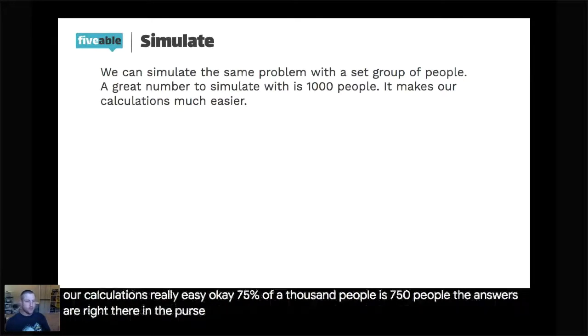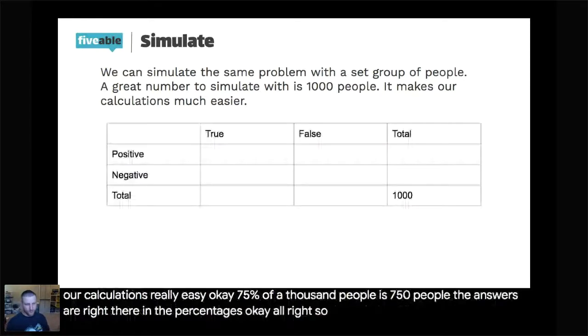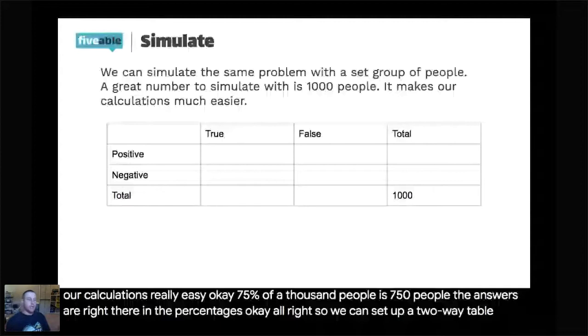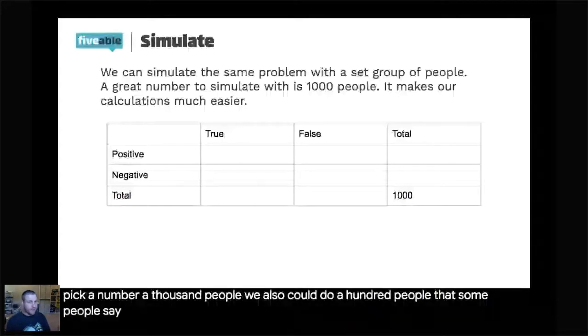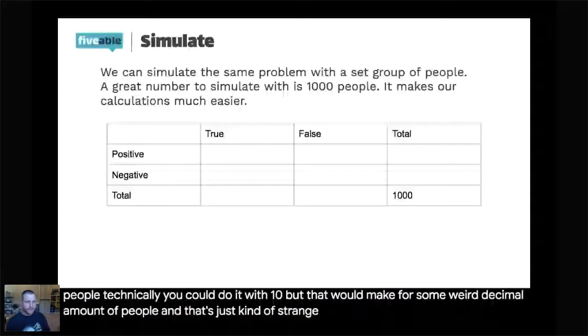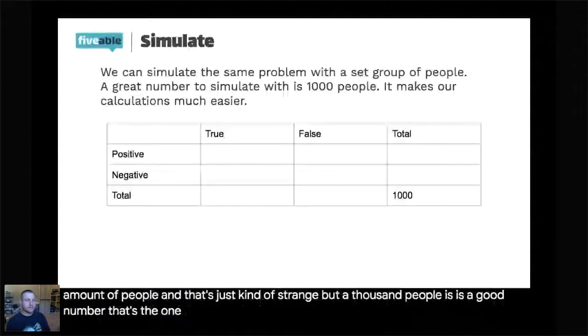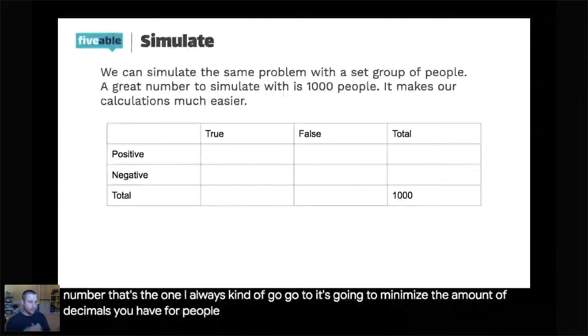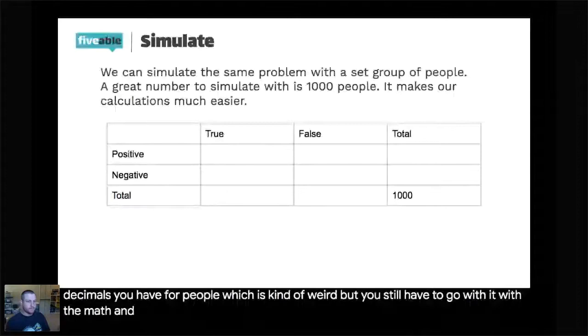So we can set up a two-way table with, pick a number, 1,000 people. We also could do 100 people. That's another really easy round number. You could do 10,000 people. Technically, you could do it with 10, but that would make for some weird decimal amounts of people, and that's just kind of strange. But 1,000 people is a good number. That's the one I always kind of go to. It's going to minimize the amount of decimals you have for people, which is kind of weird, but you still have to go with it with the math, and it makes the math easy.